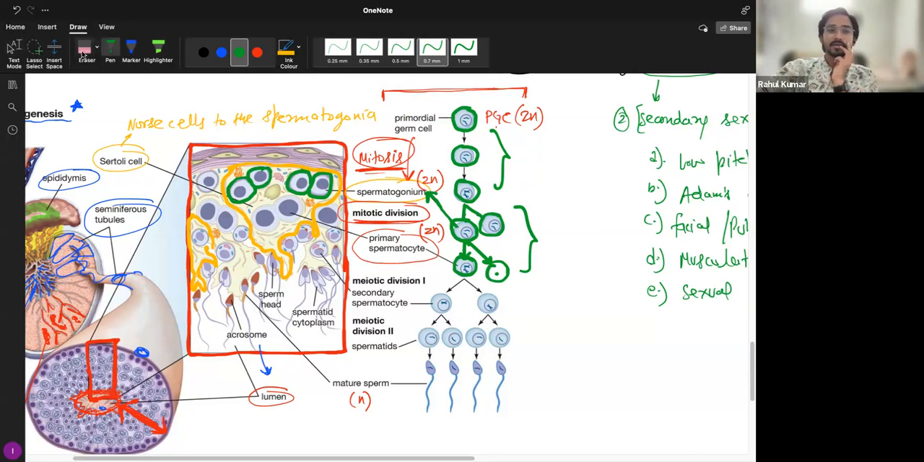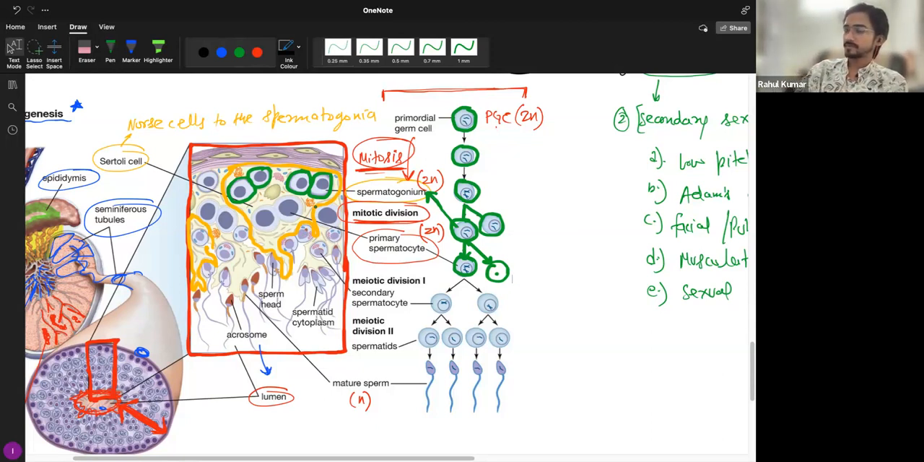Write down the next important point. Primary spermatocyte is the first cell type that undergoes meiosis or meiotic division in the process of spermatogenesis.